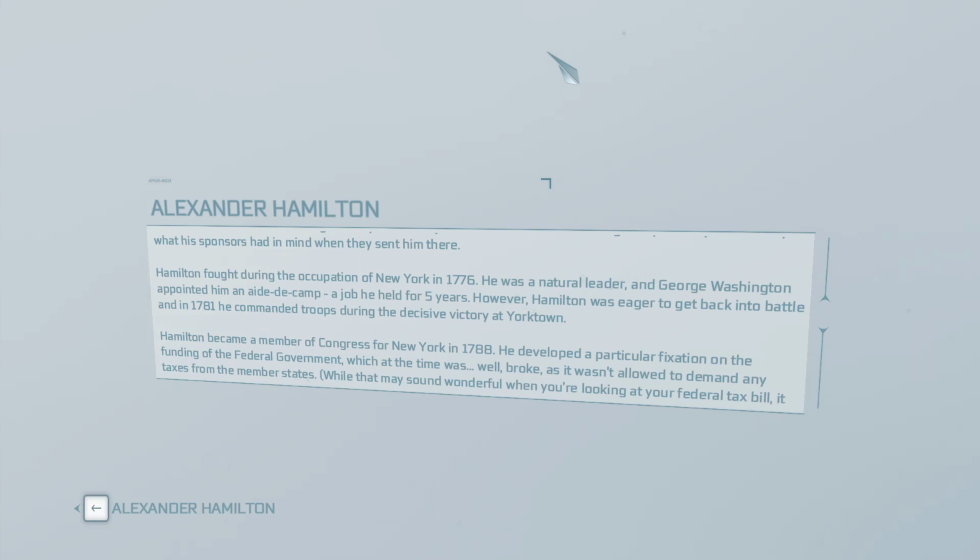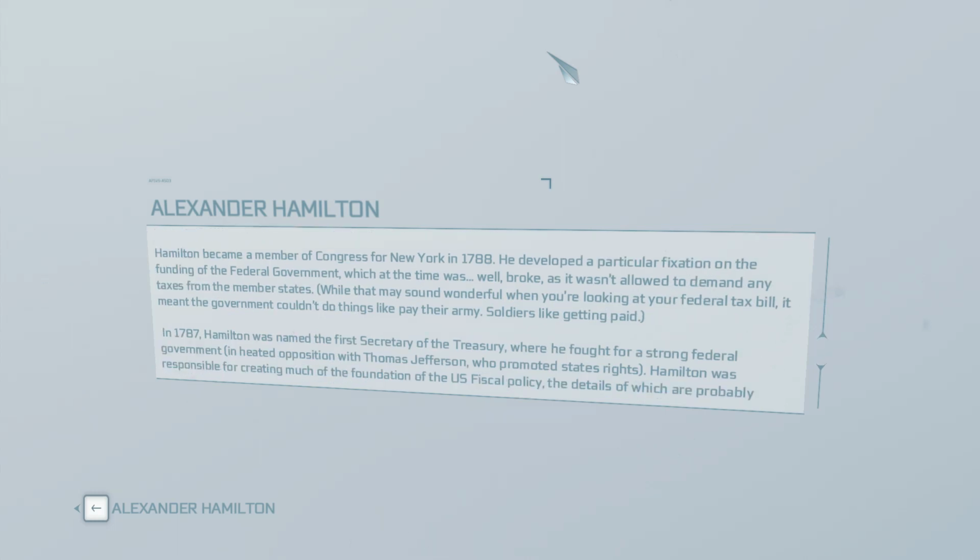In 1788, he developed a particular fixation on the funding of the federal government, which at the time was, well, broke, as it wasn't allowed to demand any taxes from the member states. While that may sound wonderful when you're looking at your federal tax bill, it meant the government couldn't do things like pay their army. Soldiers like getting paid.